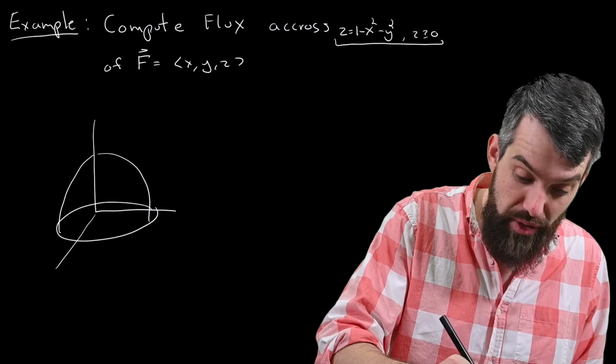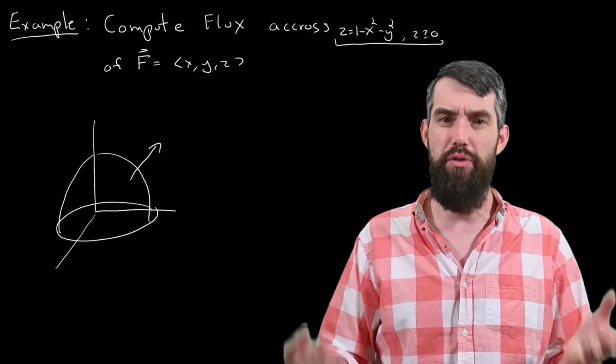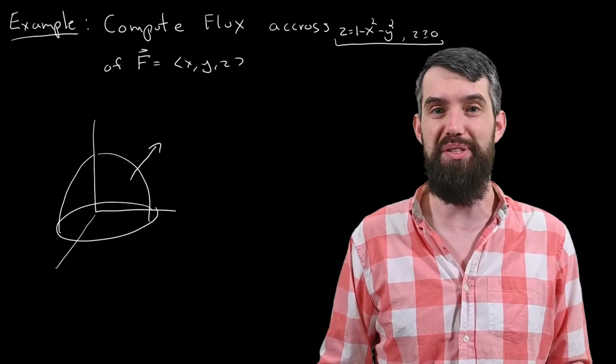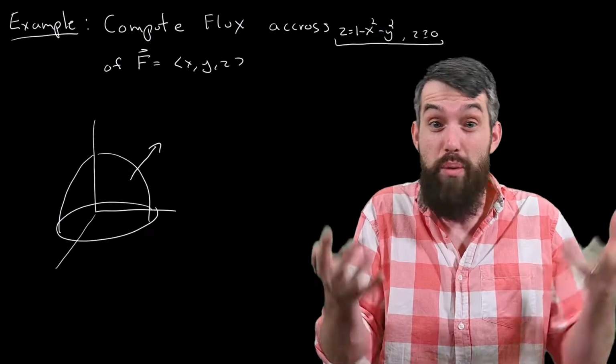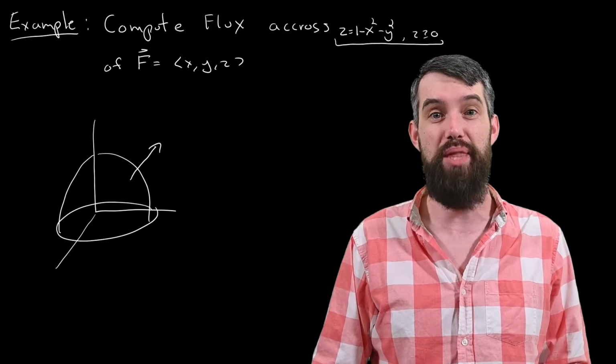I'm going to assert that I am orienting it with outward normals, outward from the perspective of starting at the origin and going out through the surface this way. I could have asked what the flux was going the opposite direction, but I'm going to specify this is the interpretation that I mean.